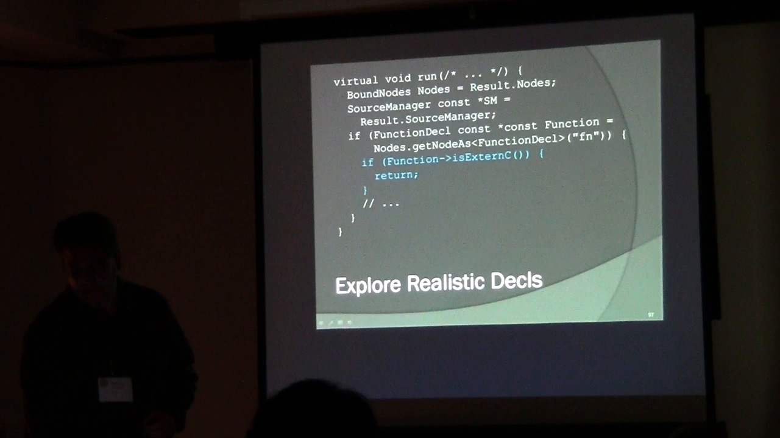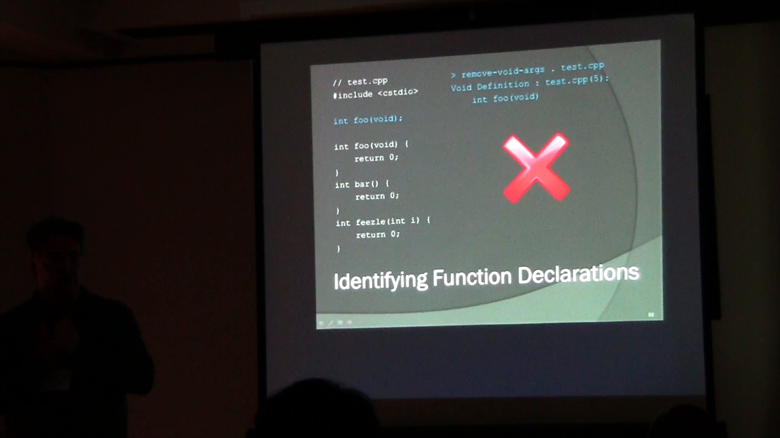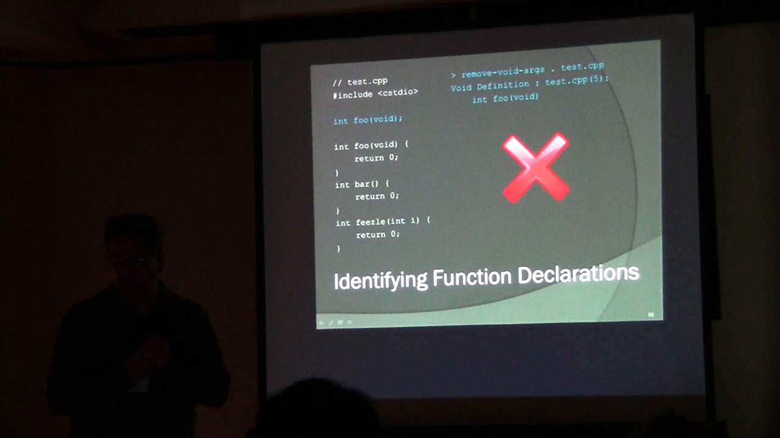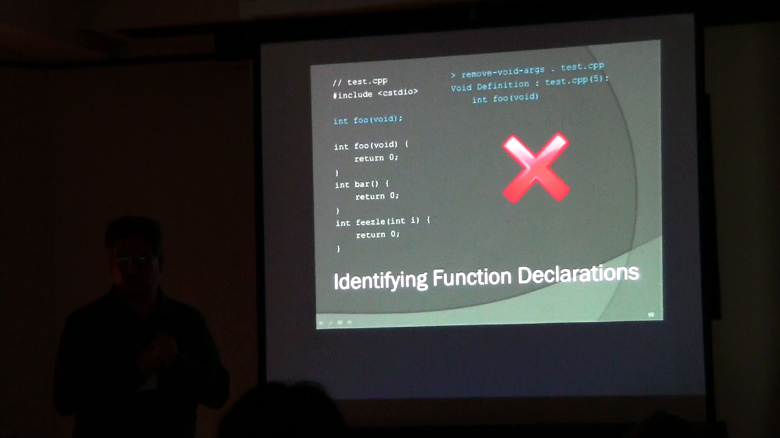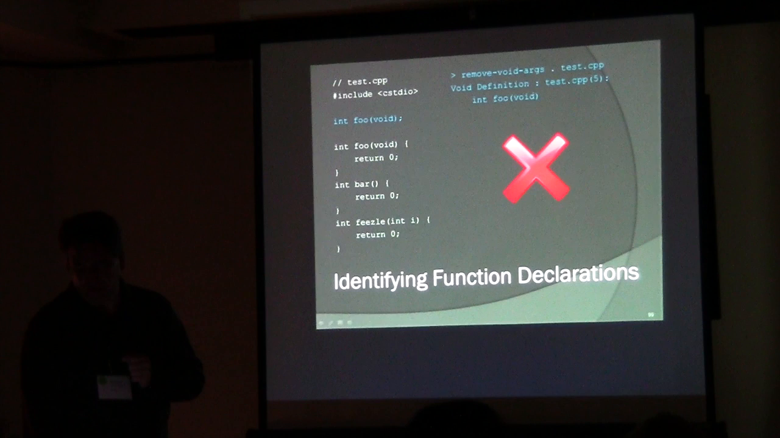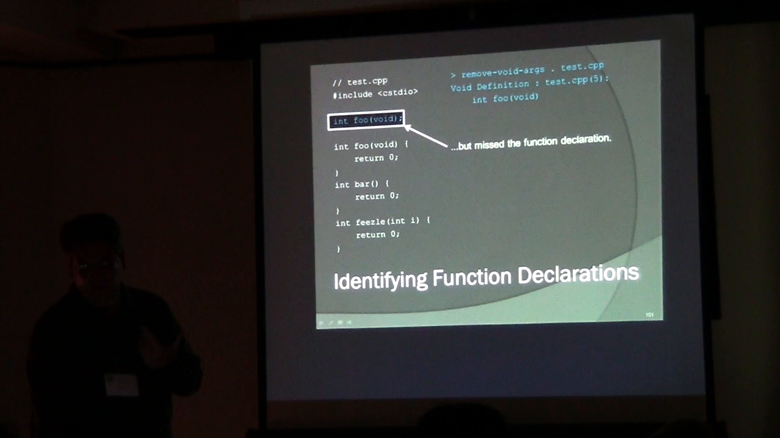Okay, so what about declarations of functions taking a void argument list? If we add a declaration to our source file for foo, int foo(void), and we run our matcher, it found the definition, but it did not find the declaration. So we need to do something a little bit more in our matching or in our analysis. Got the definition, did not get the declaration.